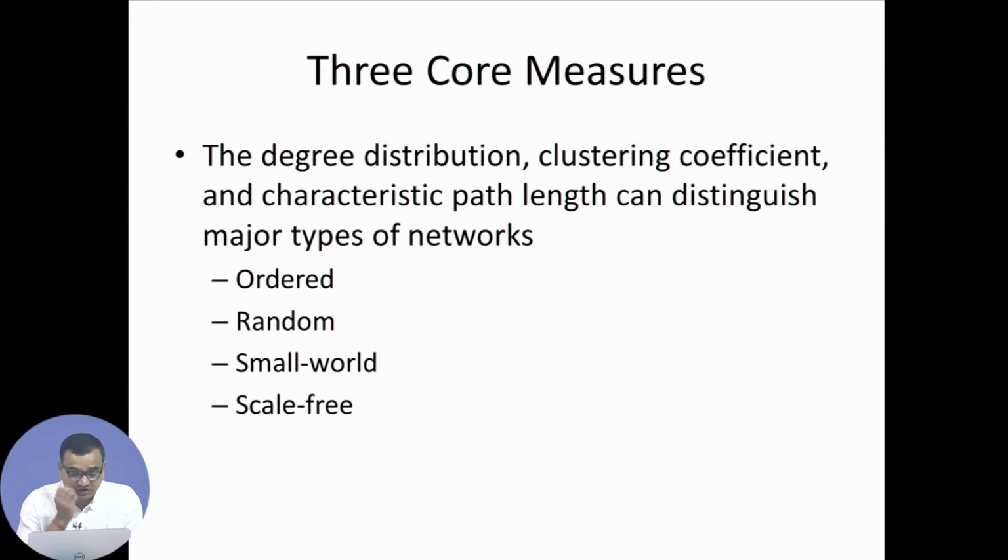These three core measures, degree distribution, clustering coefficient, and characteristic path length, can in principle distinguish the four major types of network: a very ordered and clustered network, a random network, the small world network, and the scale-free network.